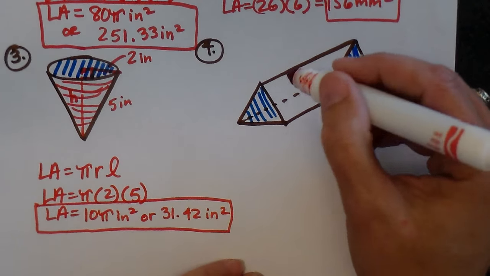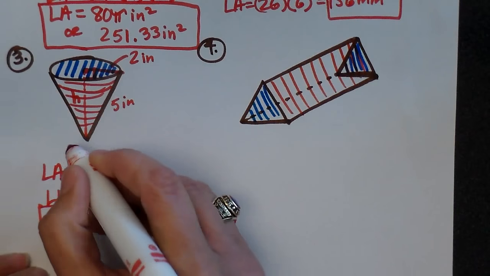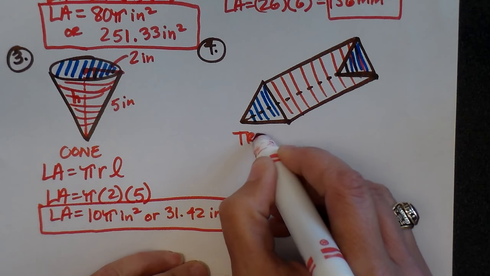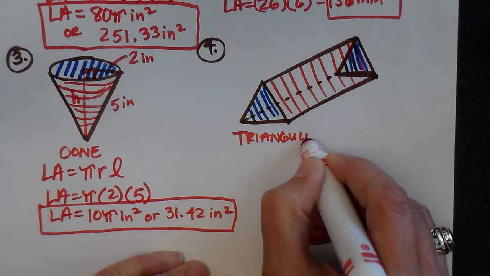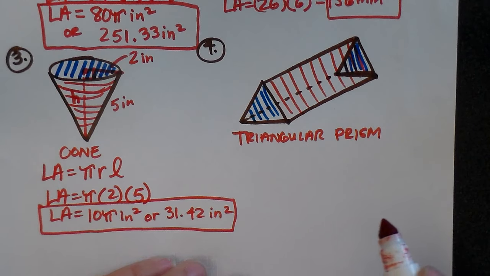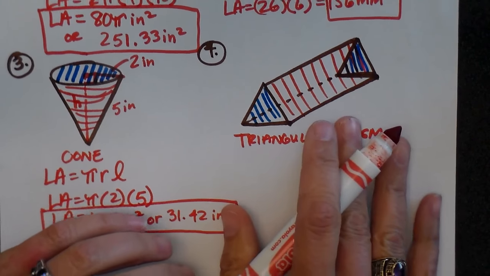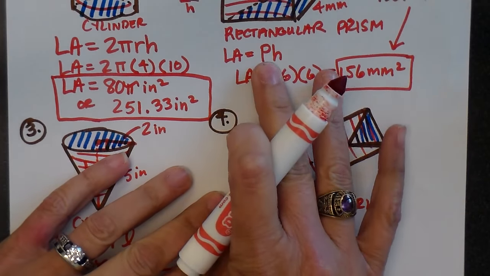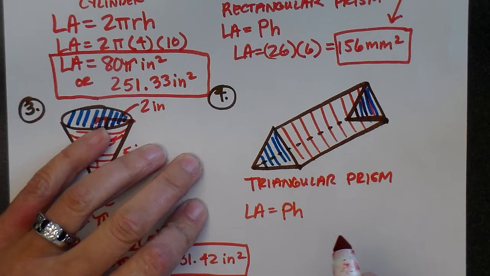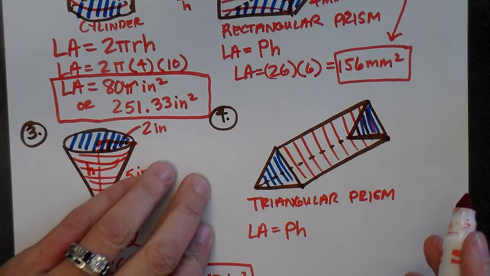All right. So now we're looking at this. Okay, and that was a cone. This is a triangular prism. It's a triangular prism because it's named after the bases. You've got 2 triangular bases. So we already talked about the lateral area for a prism up here. It's Ph. Okay, so the lateral area is Ph. That holds true for all prisms. Rectangular prisms, triangular prisms, hexagonal prisms.